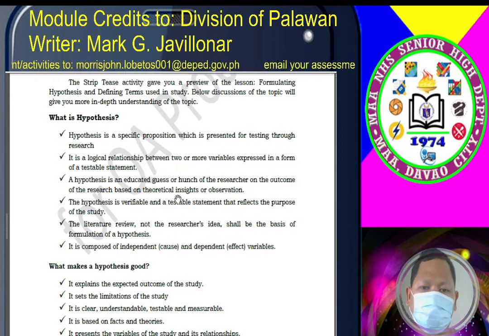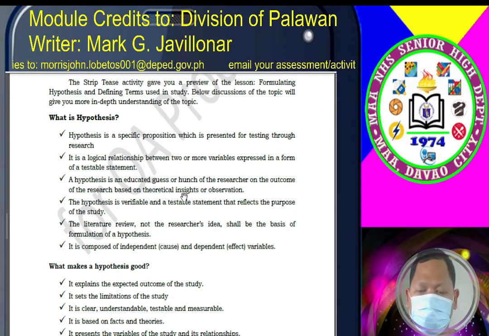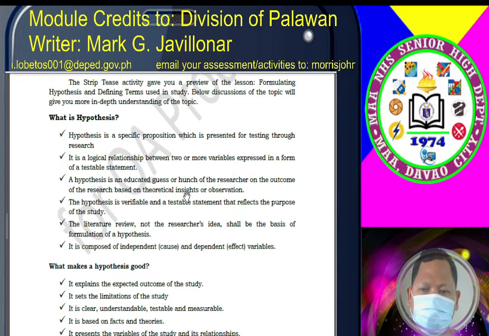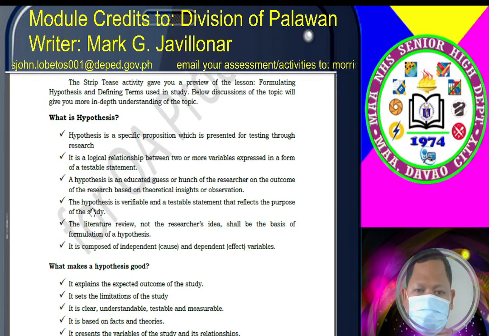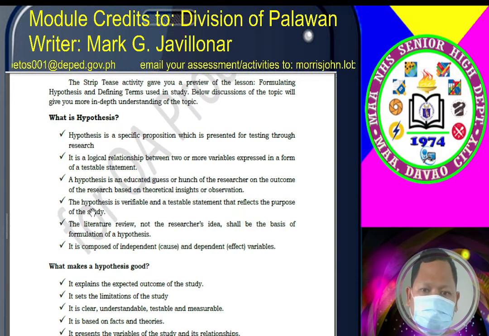You can have these concepts if you read your related literature, or you read a lot of articles. So you can have your educated guess that these two variables are related. Then the hypothesis is a verifiable and testable statement that reflects the purpose of the study. That is a characteristic of the hypothesis: it is verifiable and testable.